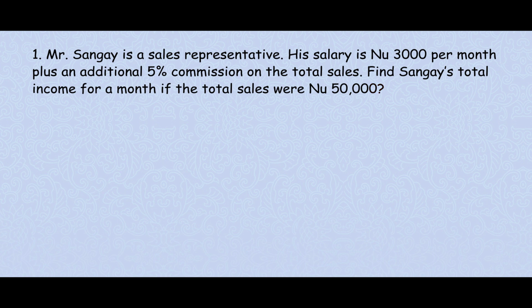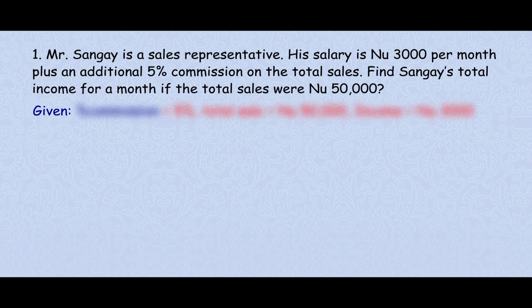Similarly, you have to analyze the question. You have to analyze what are the things given. Here, the salary is given and the rate of commission is given. So, you are asked to find the total income. You know, total income is equal to commission plus your salary.